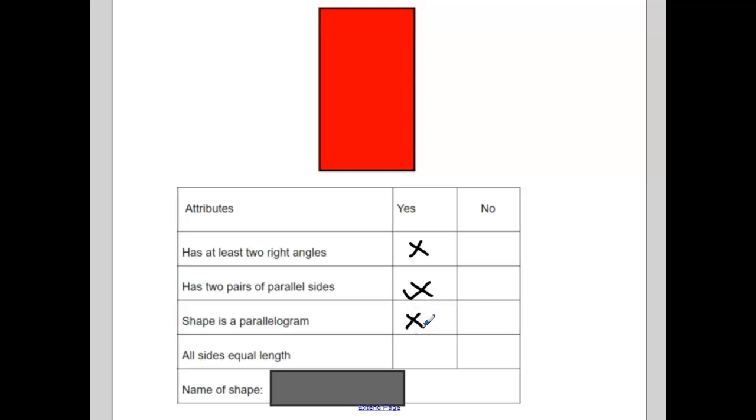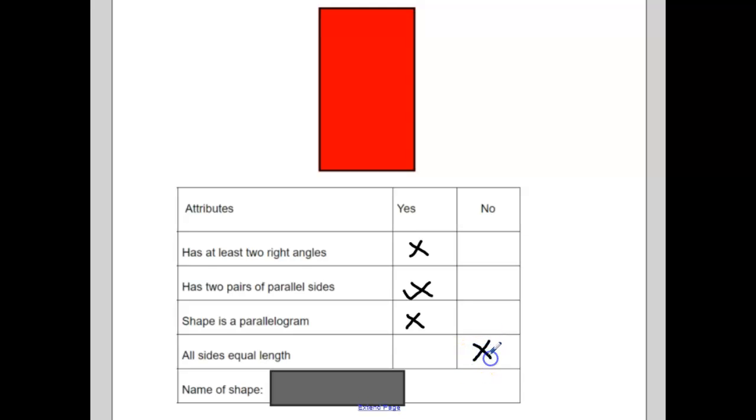Third graders, next it asks, does this shape have all sides that are equal length? Pause the video and tell me, where would you put the X? You're exactly right. For this rectangle, you know only the parallel opposite sides are equal. So these 2 sides aren't equal length, and these 2 sides aren't equal length, so not all of the sides are equal length. So I would mark no.